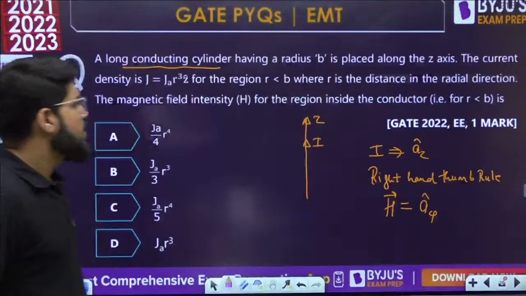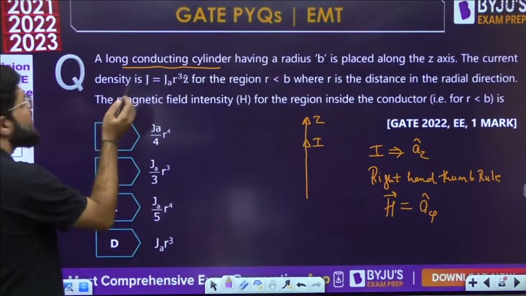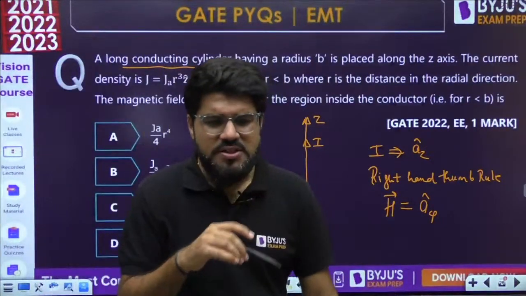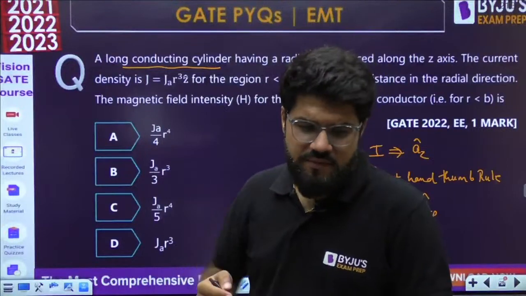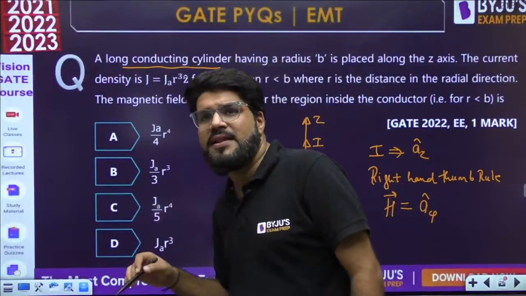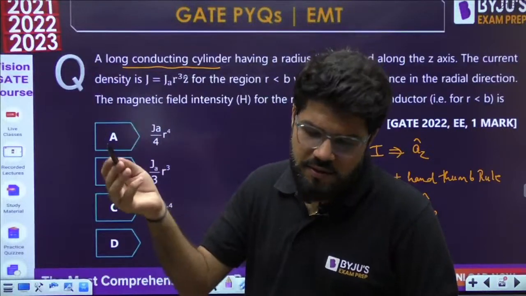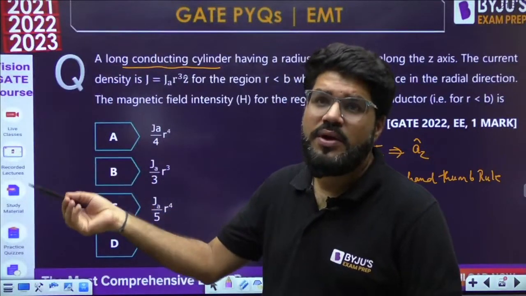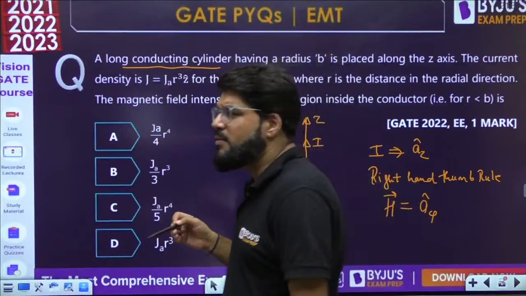Now J is given to you. Can we apply the previous trick, the previous question's logic? Yes, we can apply it, rather than integrating and calculating the current and then applying Ampere's law, that the integral of H dot dl is equal to the current enclosed. That can be a little bit more lengthy.